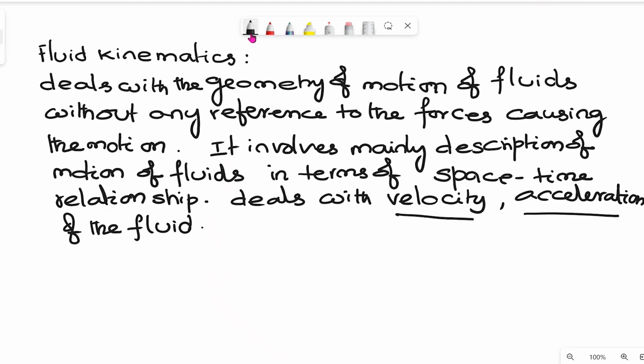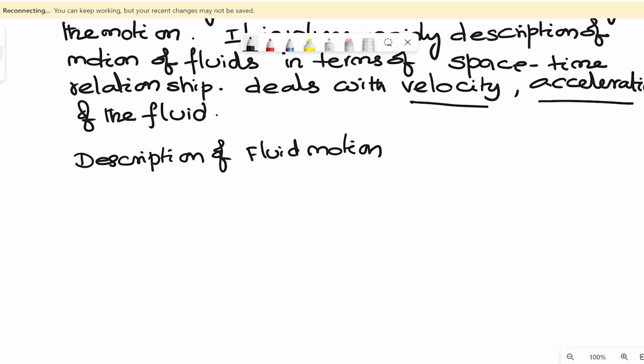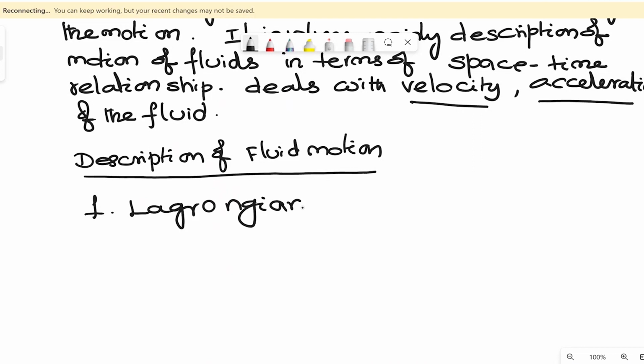Now coming to the second point, the description of fluid motion. There are two ways of describing the fluid motion. Number one is the Lagrangian method and number two is the Eulerian method.